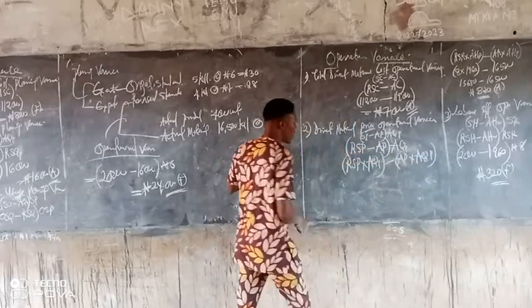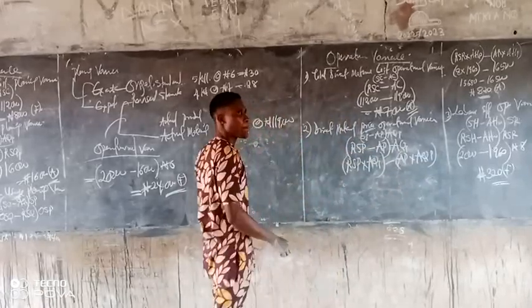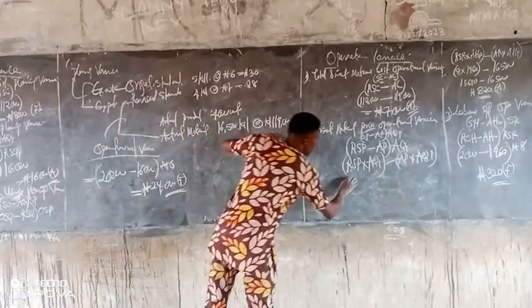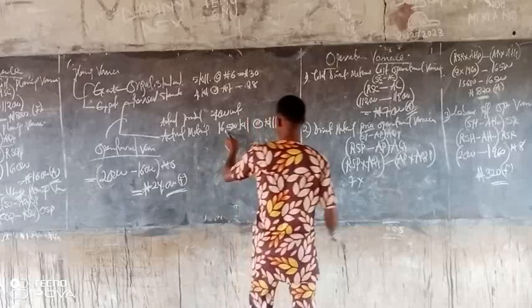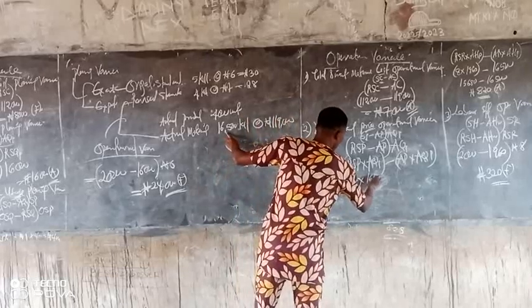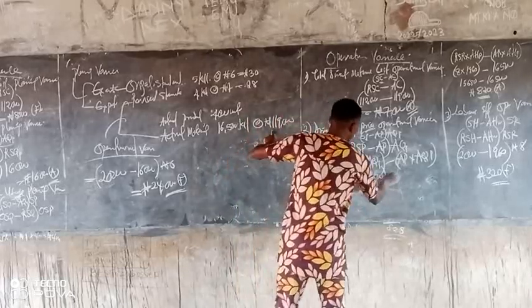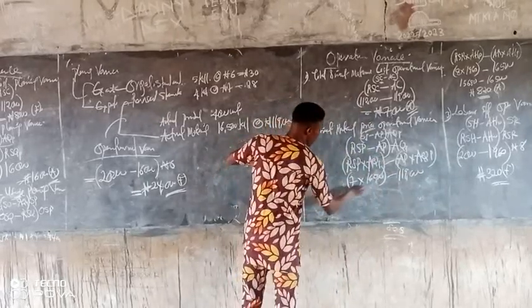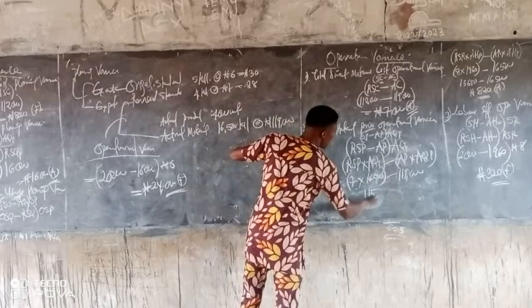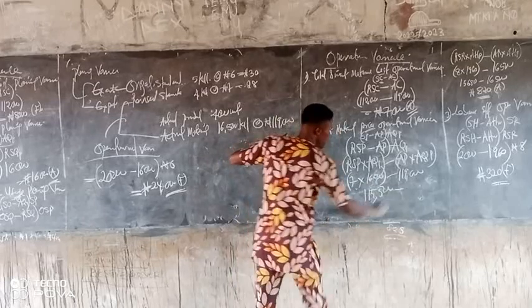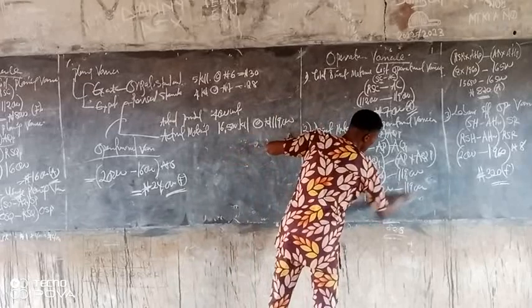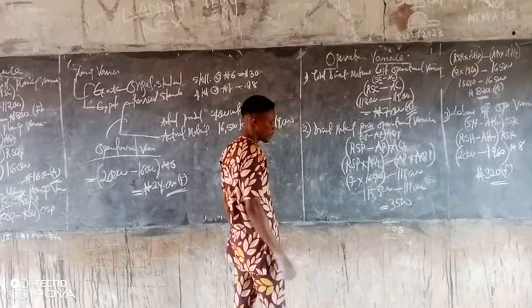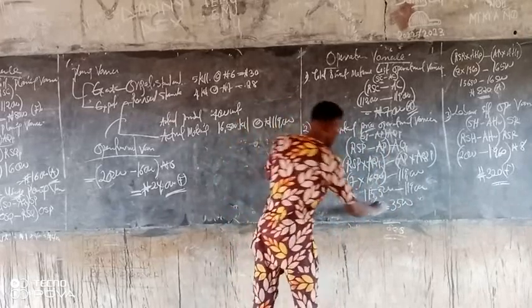So if you have that, look at it. Revised price is 7 naira. Actual quantity purchased is 16,500 kg, so 7 times 16,500 gives 115,500, minus the actual cost of 119,000. That is 3,500 adverse.